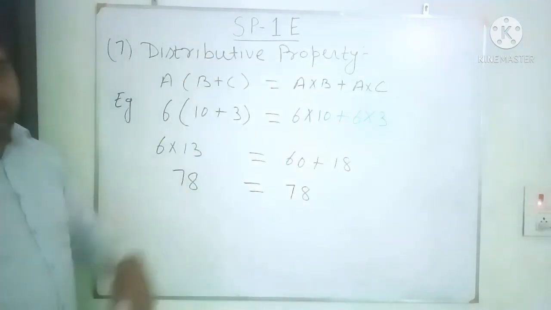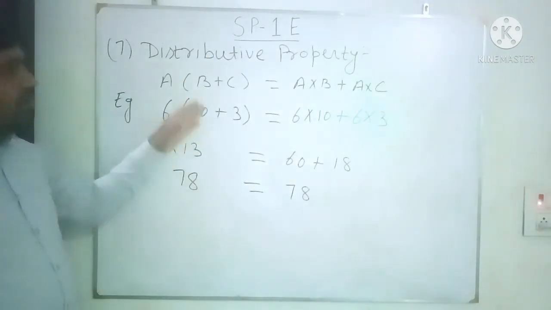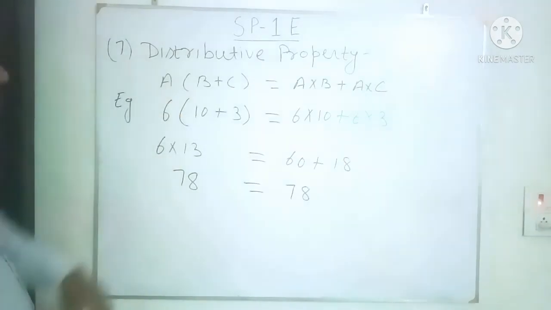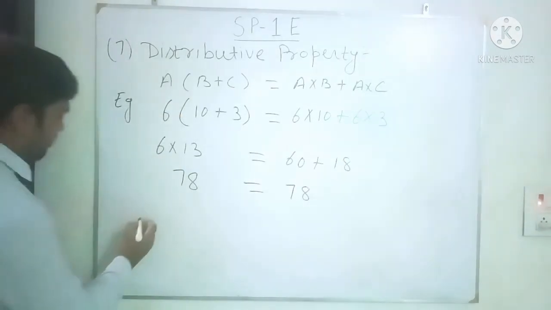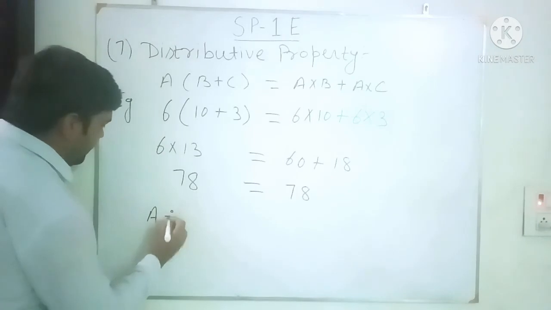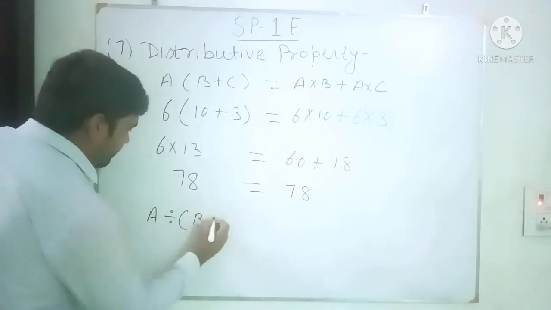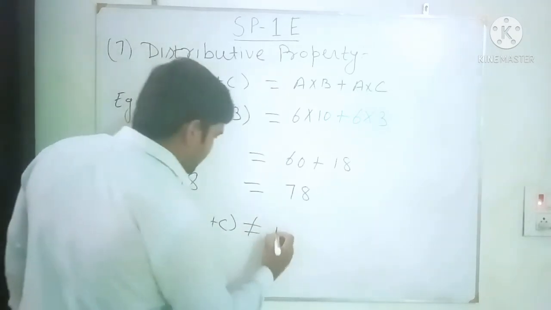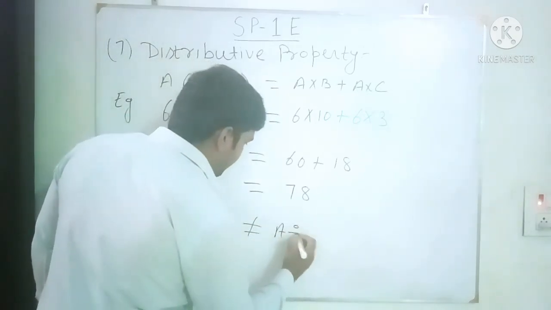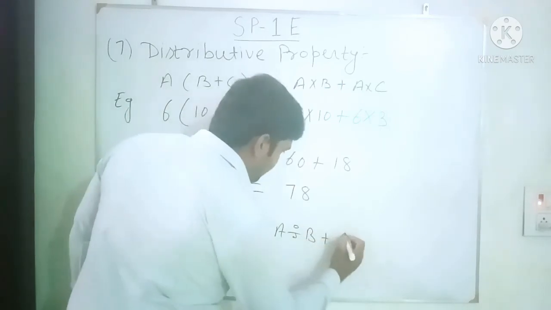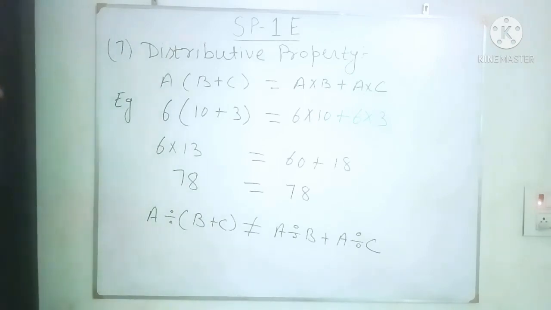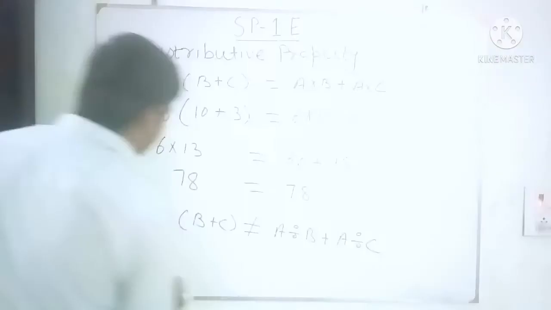But this distributive property does not hold in the division of integers. In multiplication it holds, but in division it does not hold. Example: a divided by (b plus c) is not equal to a divided by b plus a divided by c. It will not hold. That also we can verify with an example. You can put any number.